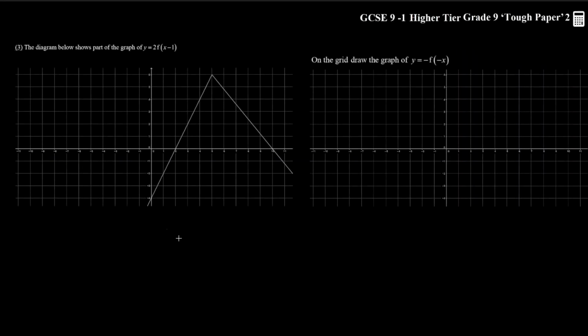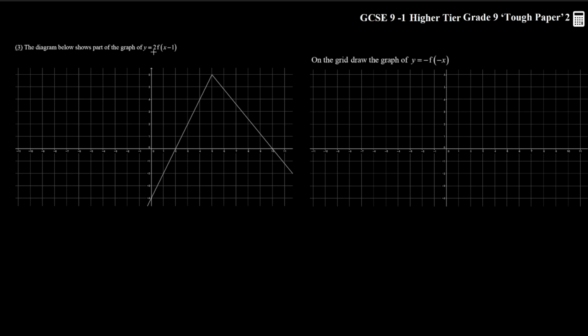This is quite a difficult functions question. Our function here on the left is 2f(x minus 1). So already it's suffered transformations from the original f(x). And then they've taken f(x) and done some transformations to it. So what we've got to do is unpick what they've done to f(x) to get it to this shape and then re-transform it into the answer.